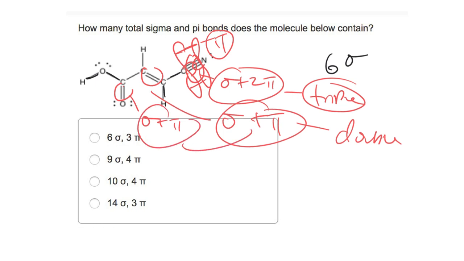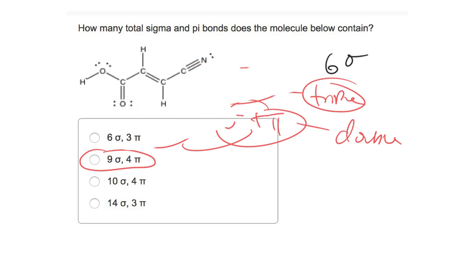And so that should give us a total of 4 pi bonds and a total of 9 sigma bonds. Let me erase and recount just to make sure we're on the same page. Let me go to the pointer. I should have 1, 2, 3, 4, 5, 6, 7, 8, 9 sigmas. Each of the bonds is at least a sigma, and then 1, 2, 3, 4 pi bonds, to make sure we get that count right.